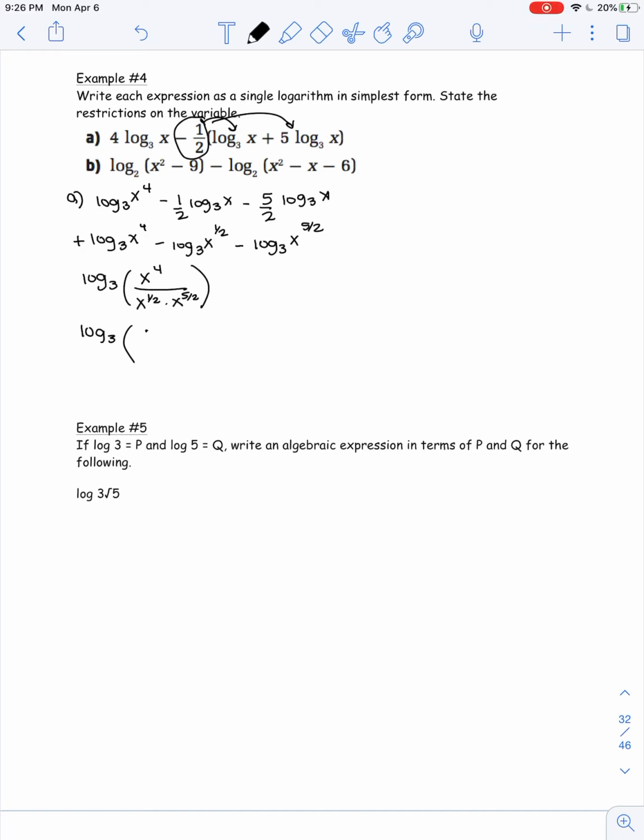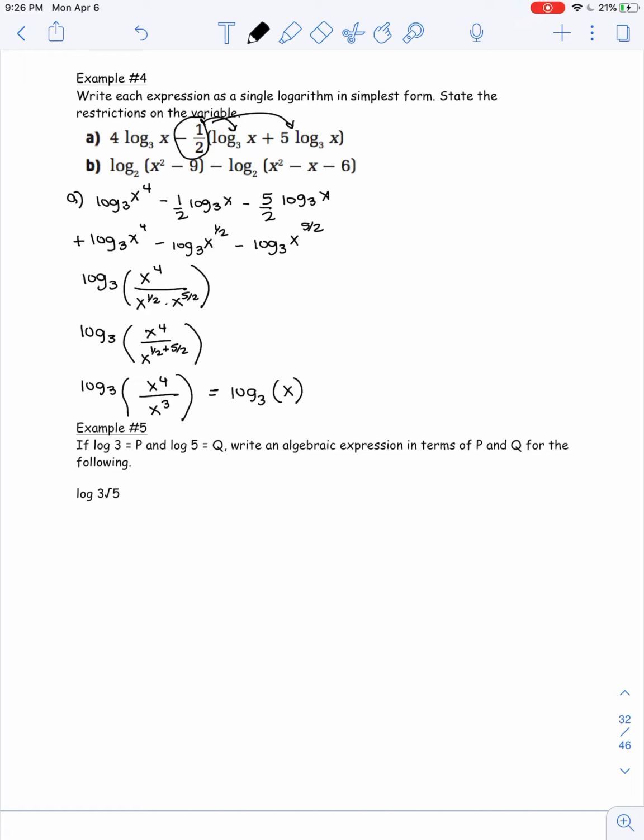Now we're going to be able to simplify this because at the bottom, whenever we're multiplying, we actually have to add the powers together. So it's going to be 1/2 plus 5/2. And so 1/2 plus 5/2 is 6/2, so that's going to be x to the power of 3. And that will simplify to log base 3 of x to the 4 over x cubed, which is just x by itself.